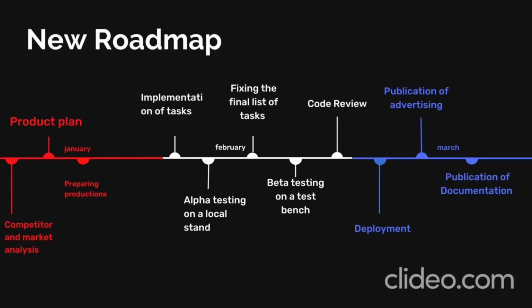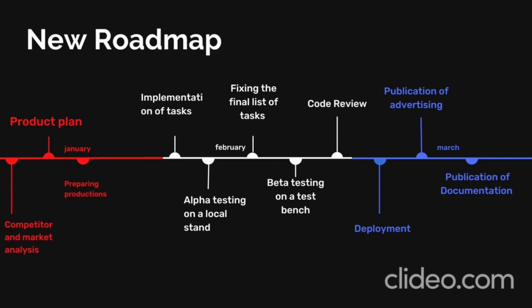And our new roadmap looks like this. Here are three months: January, February, and March. January we painted red, February is white, and March is blue.